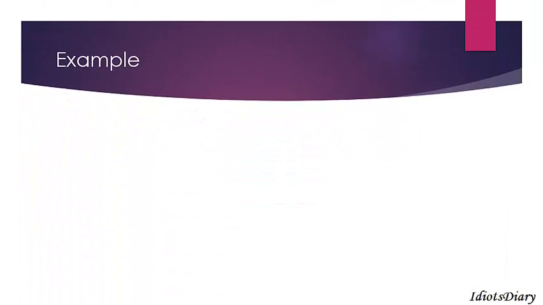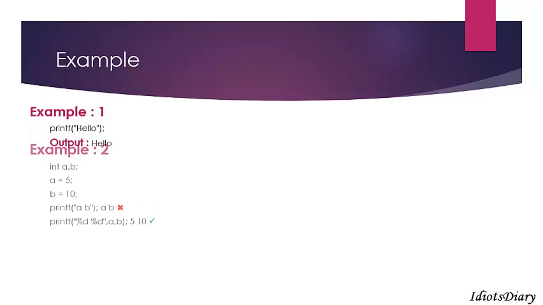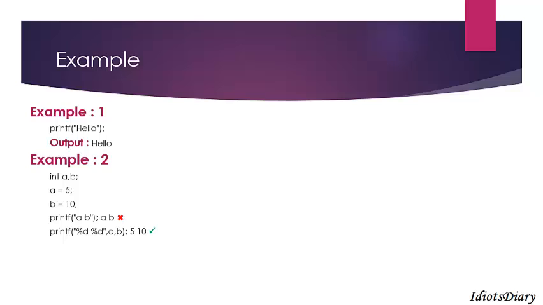Let's discuss some examples of printf. Suppose I want to print hello in C, so I have to write printf("hello"). Here hello is enclosed in double quotes because hello is a string, and the output of this statement will be hello. In the next example, I want to print two variables a and b which have the values 5 and 10. If I write the statement printf("ab"), then the output will be a and b. Obviously, this is not the correct output.